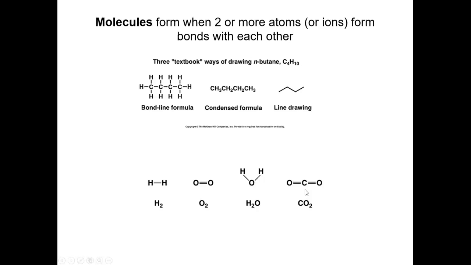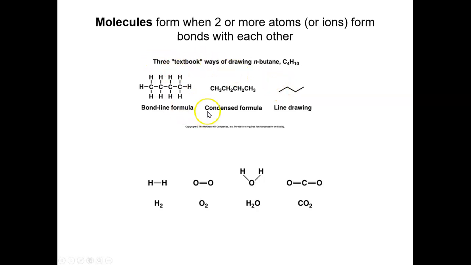The next word we have is molecules. A molecule is when you have 2 or more atoms or ions, and we'll mention that later, that form bonds with each other. When 2 or more atoms come together, we have a molecule. When you're learning chemistry, it can be really confusing because we draw molecules out in all different ways. I just wanted to show you some examples of how you're going to see molecules written.